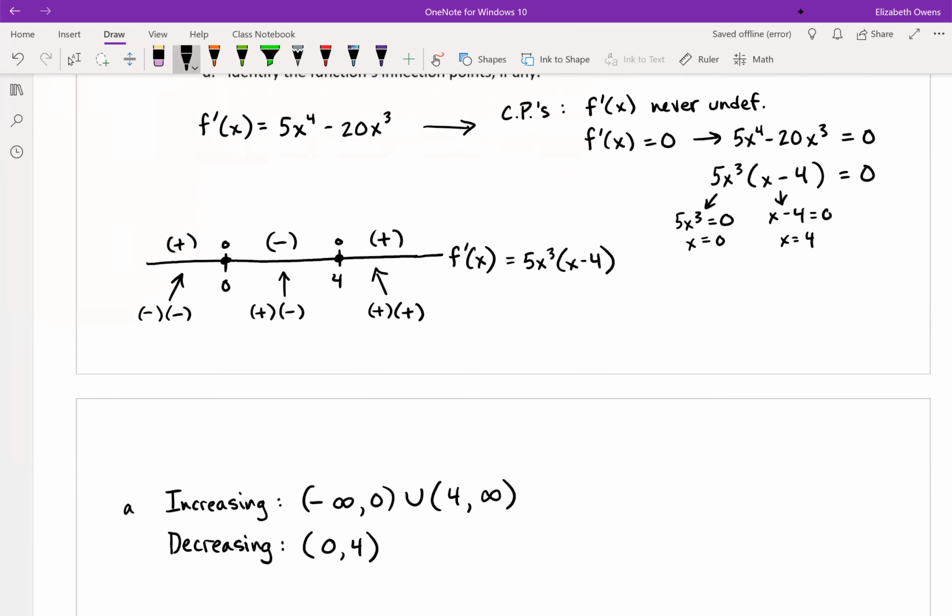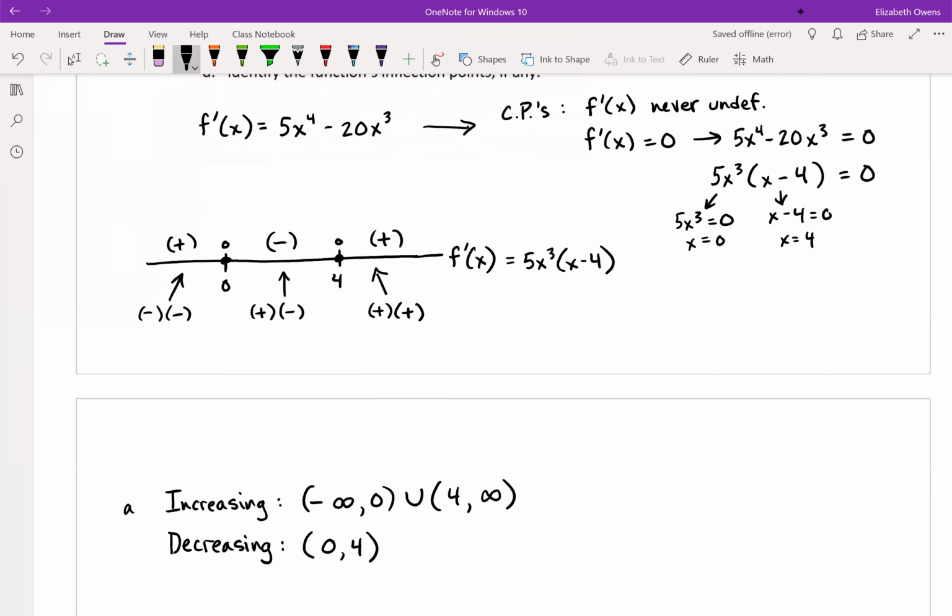20x cubed minus 60x squared for our second derivative. Okay, and we might as well factor this right from the start. We're going to need to do that anyway. Take out that greatest common factor of 20x squared. And then you'd have x minus 3 left over. Okay, note this is never undefined. That tends to happen with a lot of problems here at the start, just because we work with polynomials a lot. So this is never undefined.